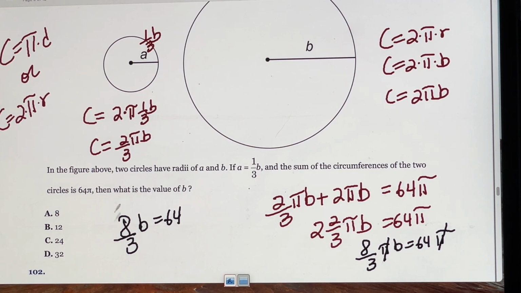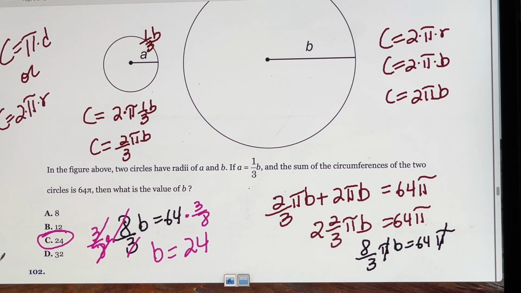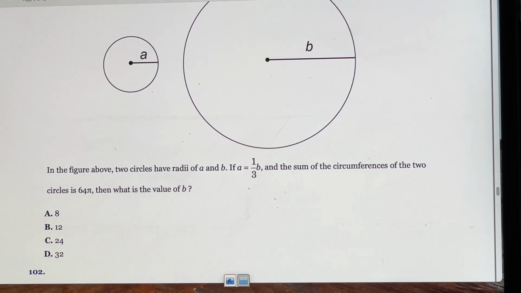And we can multiply both sides by 3/8 to isolate our variable. This and this, this and this all simplify to 1, which isolates my variable. And on this side, 64 divided by 8 is 8, times 3, we get 24. So the value of B is 24. That's a good question. Just a lot of work, very time consuming, unless you can find a faster way.